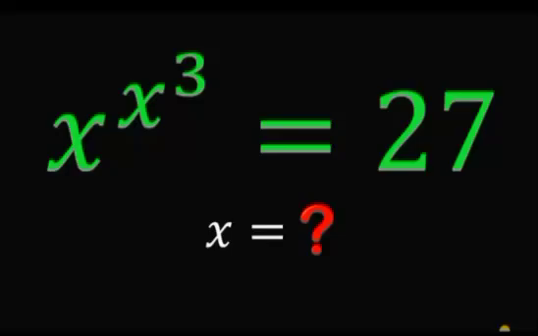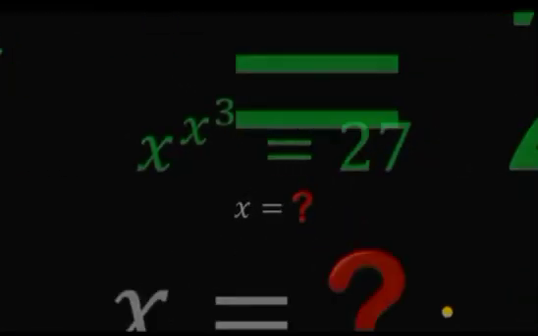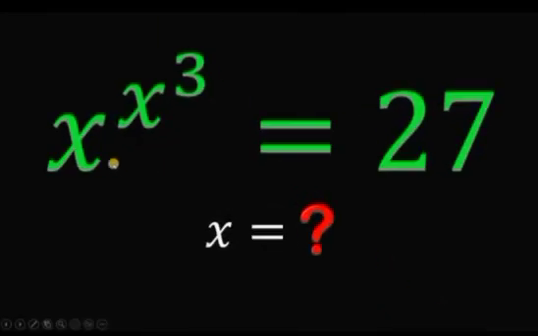Challenge problem coming from one of our followers. And here's the question. Given this equation, x raised to x raised to 3 equals 27, then our goal is to solve for the real value of x. Now, you can pause this video if you want to give this problem a try.